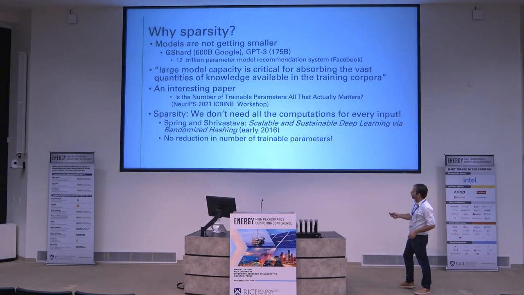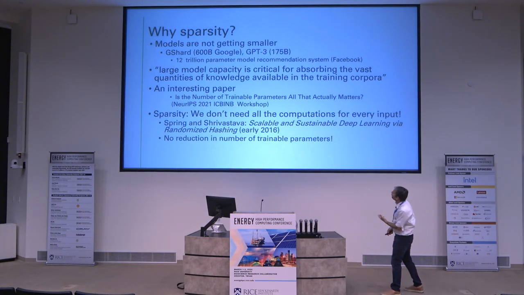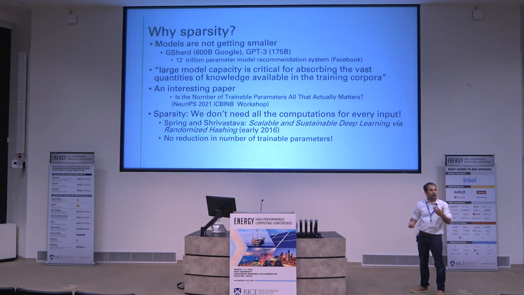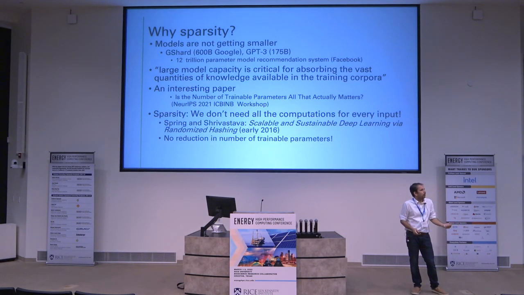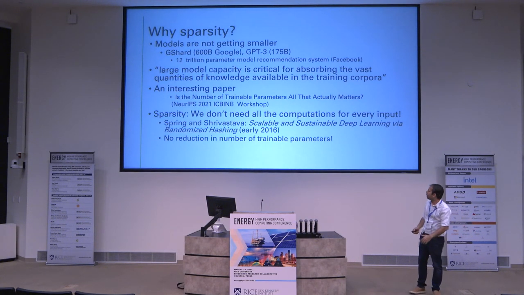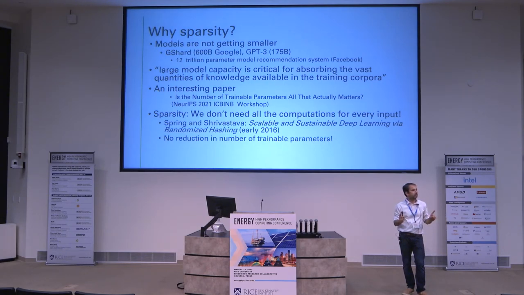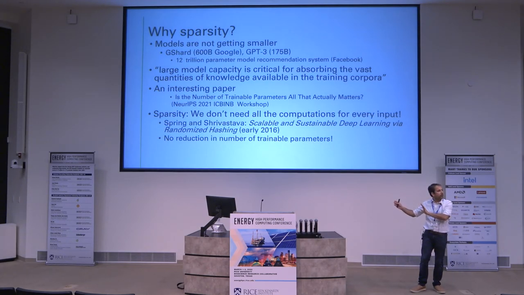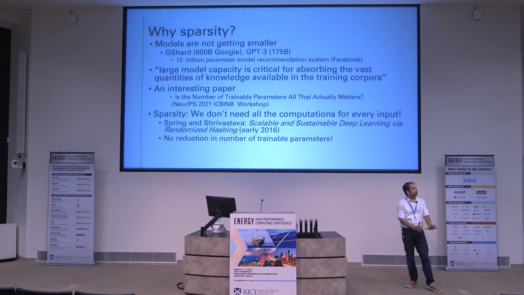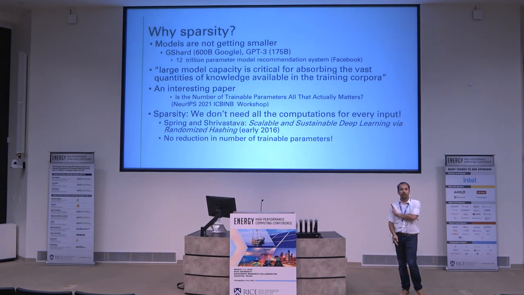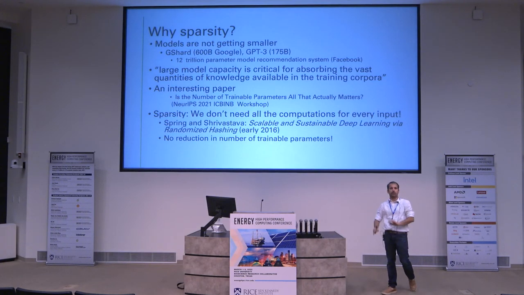And again, talking about sparsity, we don't need all the computations for every input. If I made mistakes on a cat, I don't need a billion computations. I probably only need a few thousand. If we go around that, then we don't see any reduction in the number of trainable parameters, because any other approach will somehow argue that your model has to be small. How do I get reduced flops? Well, prune it. Pruning means you're saying a lot of parameters are not needed. But that means your model is small. That's not where the world is going.